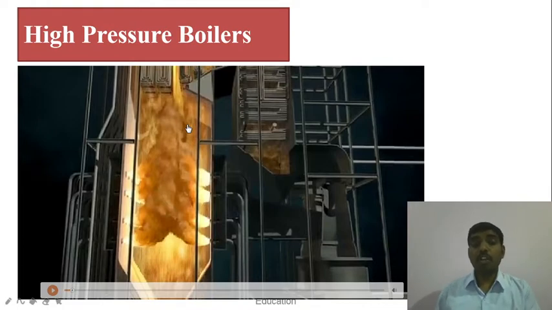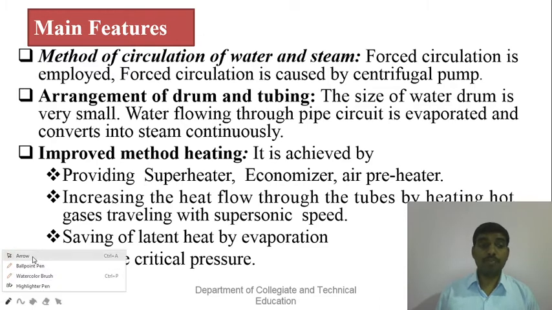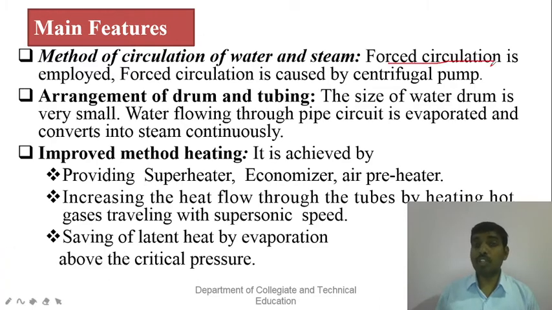So let's move on to the next slide to explain what the features of a high pressure boiler are. The high pressure boiler has the best method of circulation of water and steam. That is the main feature of the high pressure boiler. So what are the methods? Here forced circulation is employed. Forced circulation is caused by a centrifugal pump. Due to forced circulation, we get water and steam with a better circulation.